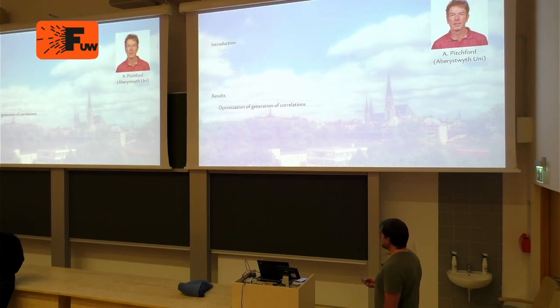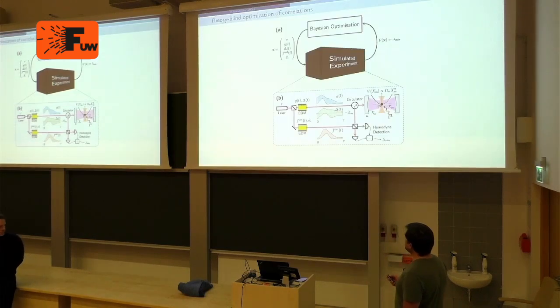To the best of my understanding, Bayesian optimization is used when we have quite a large parameter space and it's multidimensional, so we cannot really scan it. This is the first point. The second point is that for each point in the parameter space, the evaluation of the figure of merit can be quite costly.